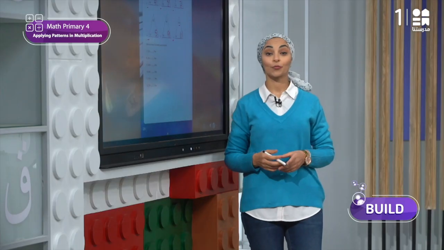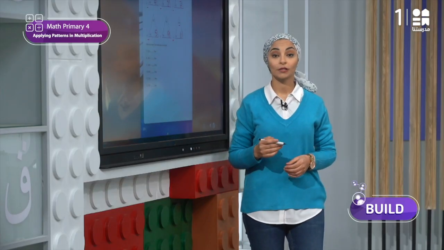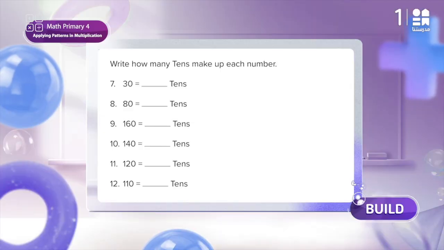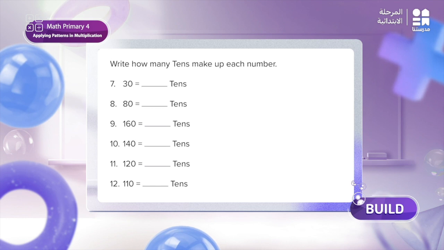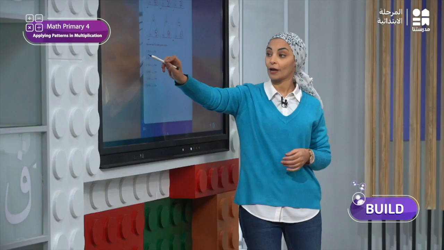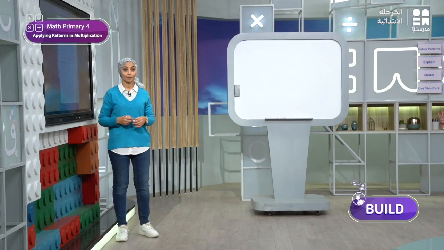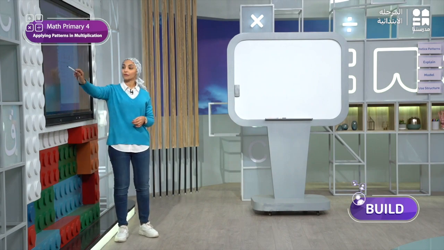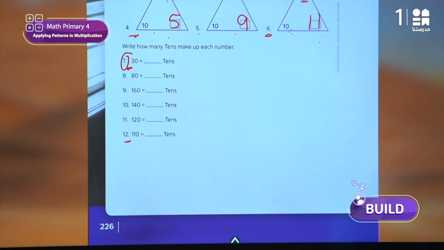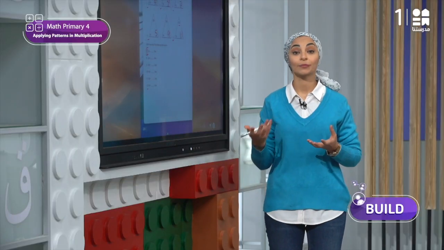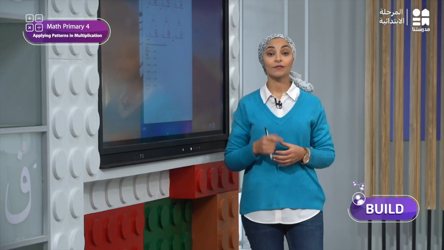And now in the second part of this activity on page 226, we need to know how many tens make up each number in the problems from 7 to 12. تعالوا نشوف بقى, here we have problems from 7 to 12. طيب, in problem number 7, let's start with problem number 7. هو بيسألني إيه؟ In problem number 7, we need to know how many tens make up 30. يعني إيه الكلام ده؟ يعني 30 فيها كام tens؟ We can solve this in different ways.